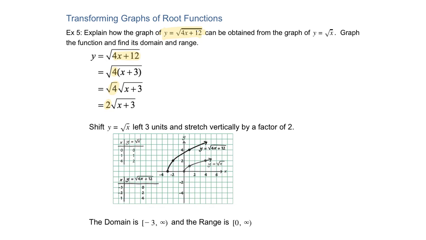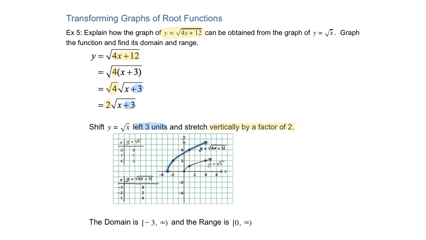So that coefficient of 2 is going to stretch my graph vertically by a factor of 2. So all the outputs would just increase. Everything's going to get multiplied by 2. All right, now that plus 3 here is going to shift my graph back by 3 units. Okay, so I'll have shifted left 3 units.